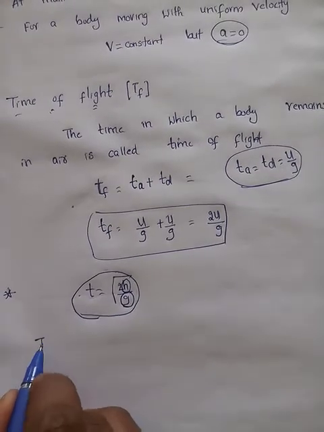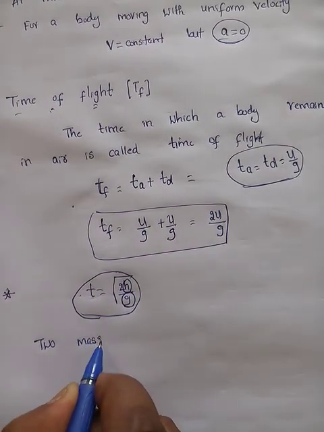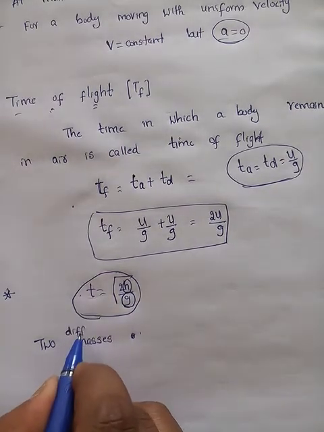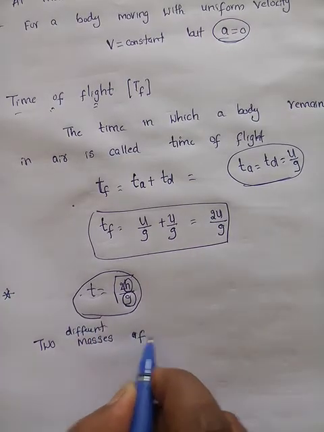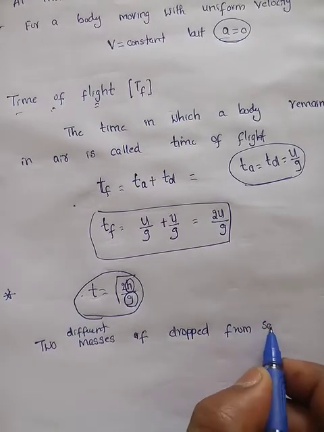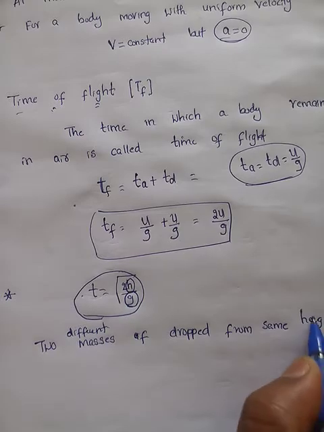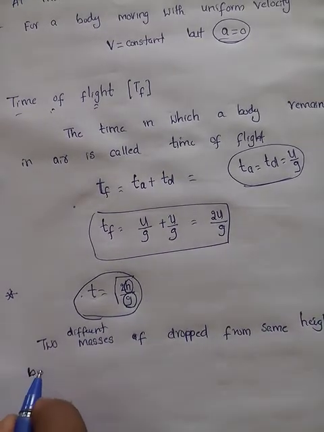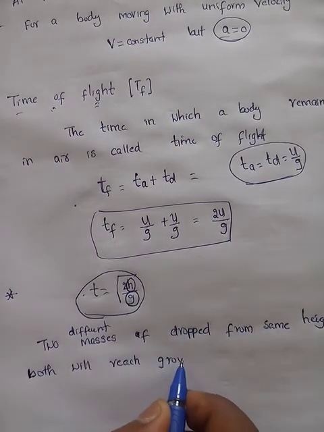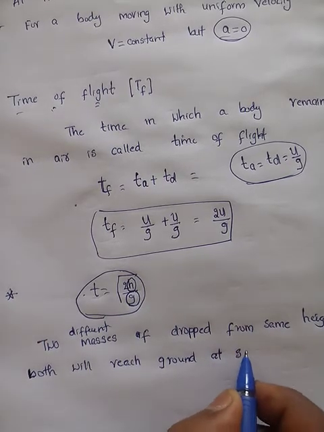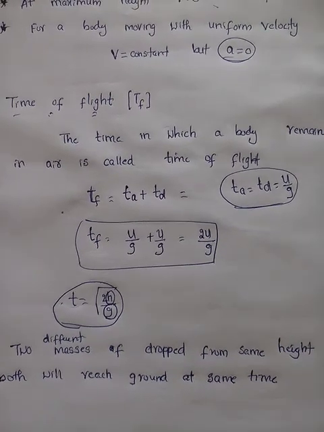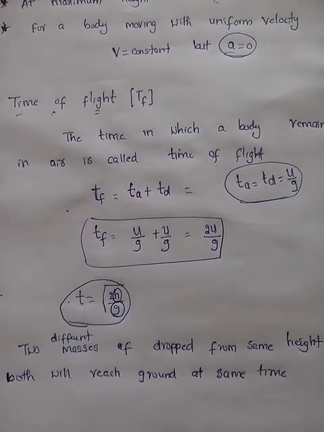So two different masses, if dropped from the same height, both will reach the ground at the same time, because this time taken is independent of mass. It only depends upon height and acceleration due to gravity.